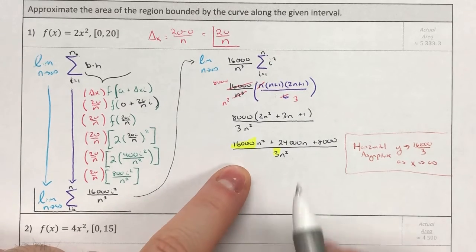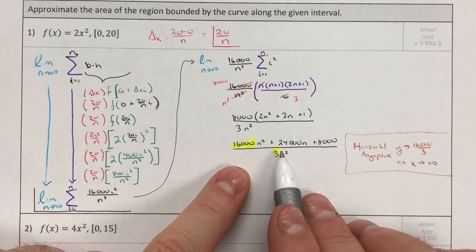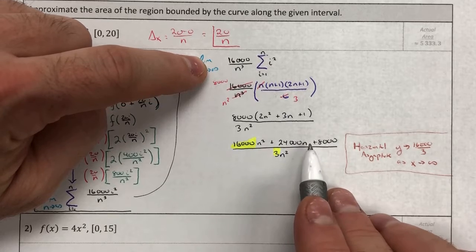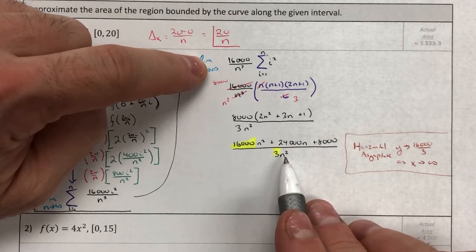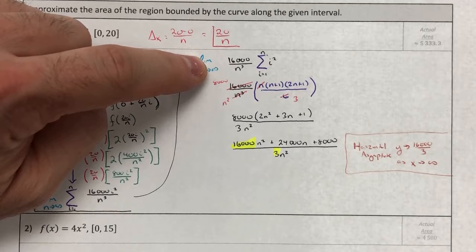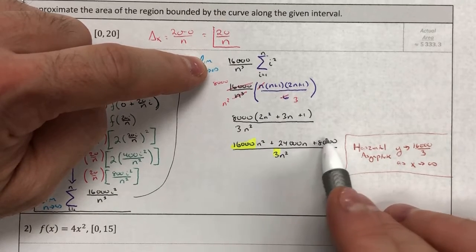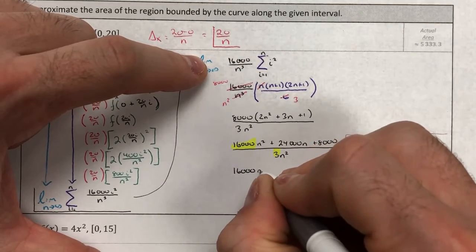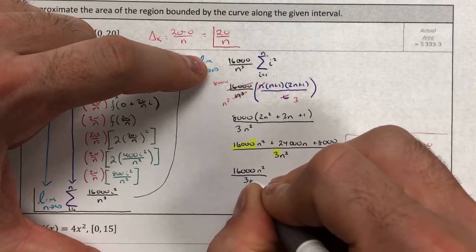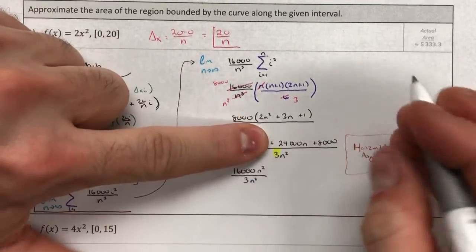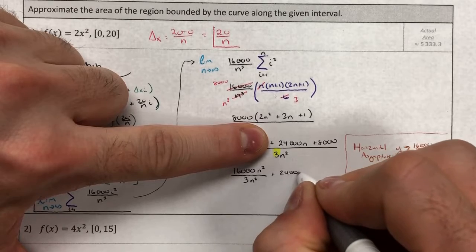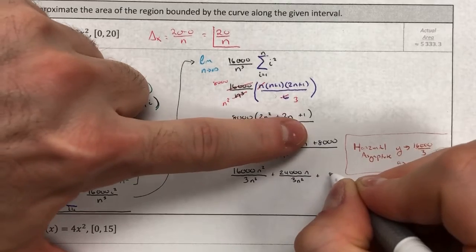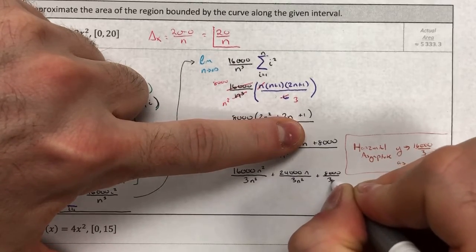So the first thing that I'm going to do is I'm going to break this into 3 pieces. So if I plugged in infinity right now, I'd have infinity plus infinity divided by infinity. Infinity over infinity is indeterminate. I can't do anything with it. So let's break it up into 1, 2, 3 portions. So I'll take 16,000 n squared over 3 n squared. Then I'm going to take 24,000 n over 3n squared, and then plus 8,000 divided by 3n squared.